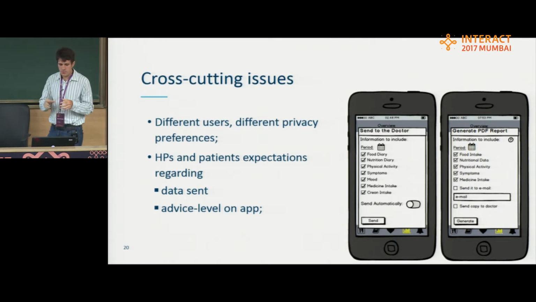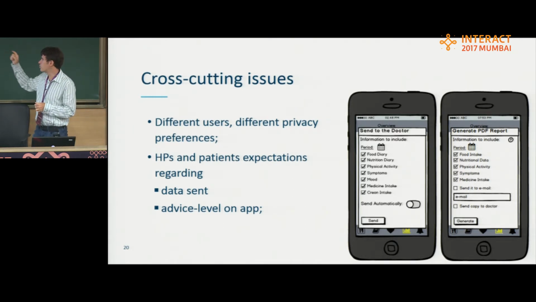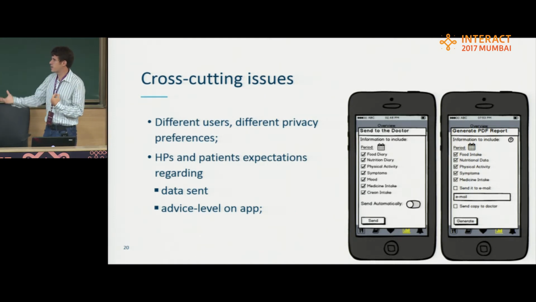So finally, we came up with a solution that is really customizable. People could set it to send automatically, or just choose a period and send to the doctor, or even be able to print a report as a PDF, so they could, for example, take the data that they want to send to the doctor and bring that to the consultation. One thing we noticed there, regarding the expectations of health professionals and patients, is that they differed quite a lot.